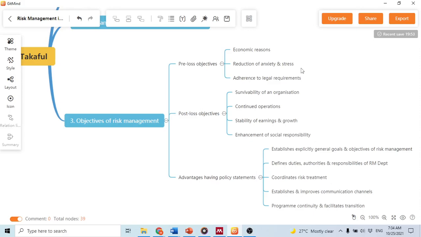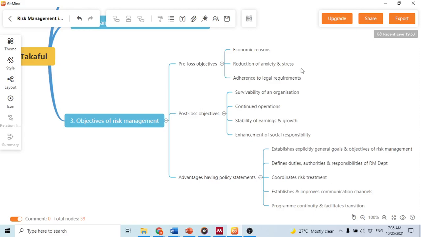And legal action will definitely cause a financial impairment to the organization. For example, if they lose the legal action, they have to pay compensation to their employee or pay compensation to their customers. So this will incur cost to the institution.